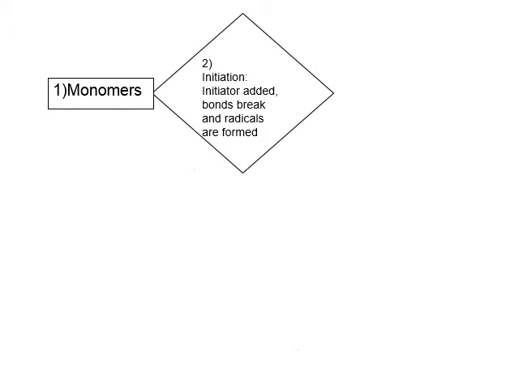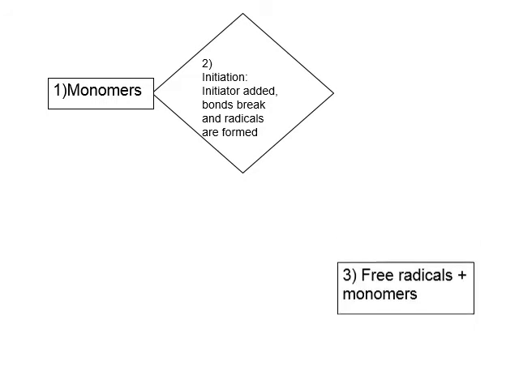So what exactly are the steps in the process? Well, first of all we have to start off with our monomers. In this case it's ethene, C2H4. We need an initiator, and this is usually a peroxide initiator. This breaks the bonds and free radicals are formed.